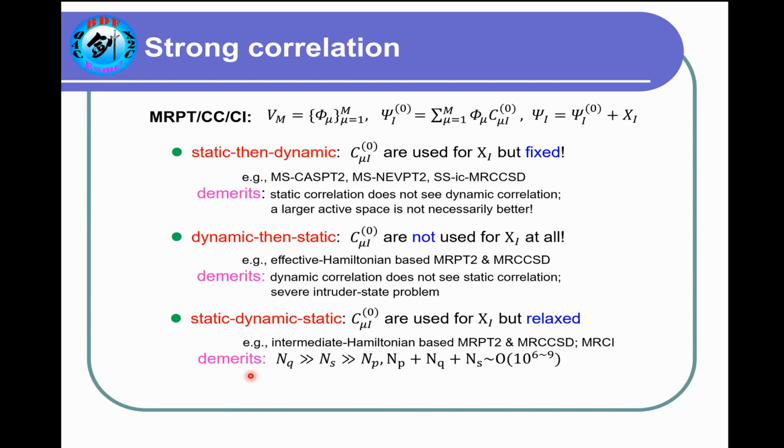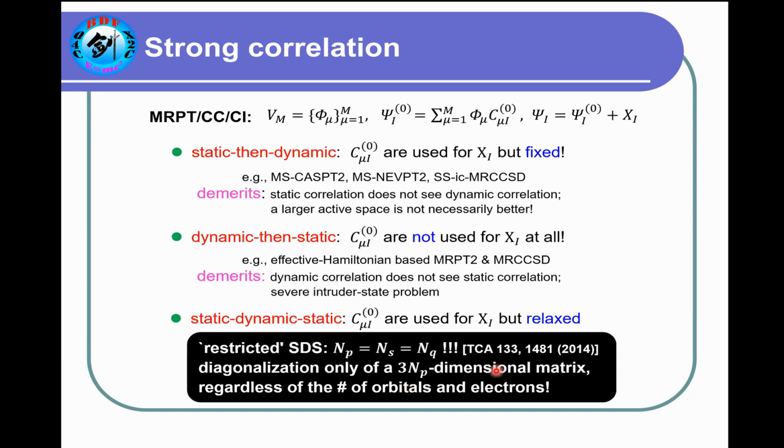Of course, there's still a problem here. Let's denote that NQ is the number of external functions, NS is the number of secondary functions, NP is the number of primary functions, where NP is also the number of roots you want. So typically in this set of methods, people diagonalize a very large matrix to get just NP states correct. Further, if NP equals 1, you also need to diagonalize a large matrix to get one state correct.